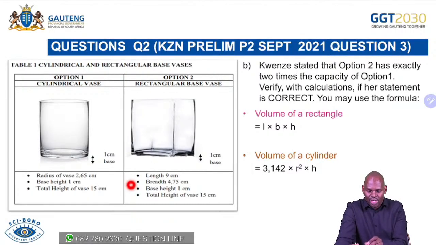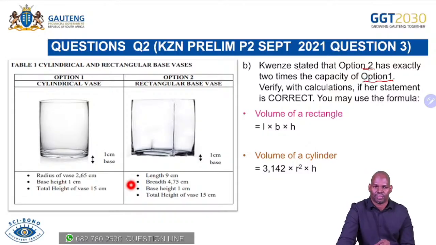Now, what are we trying to answer here? Kwenze stated that option 2 has exactly 2 times the capacity of option 1. Now remember, if you have to calculate capacity, the first thing that must come into your mind is volume. We start with volume. We know that capacity will be in milliliters or liters, but in this case, we can just calculate the volume. Then we can start with option 2.